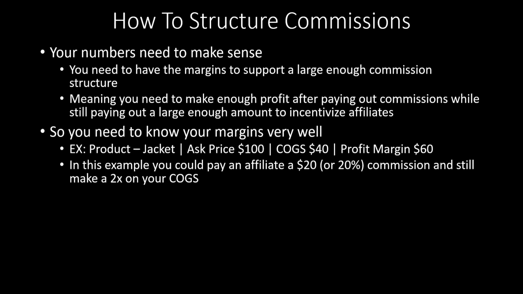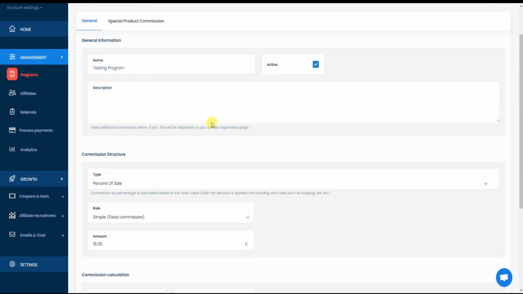So for example, let's say one of our products is a jacket and we're selling this jacket for $100, and the cost of goods sold here is $40. So it costs us $40 to either make or source this jacket from a specific supplier, which leaves us with a $60 profit margin. So in this example, we could pay an affiliate $20 or 20% commission, and we would still make a 2x on our cost of goods sold. So this is a very basic example.